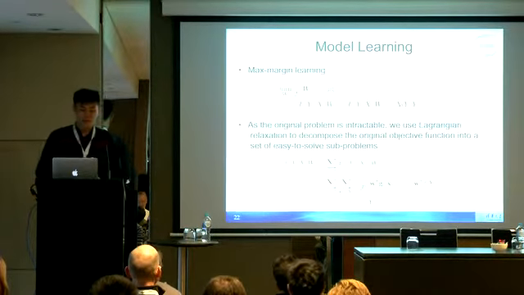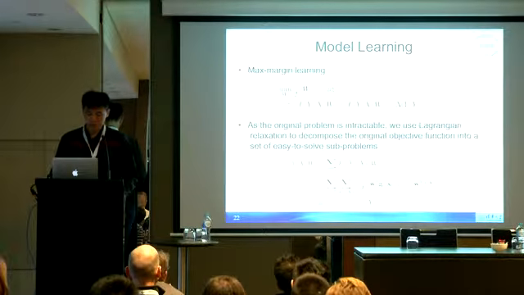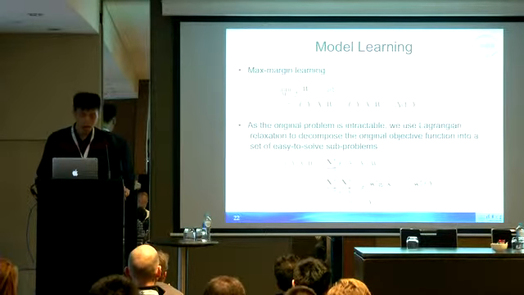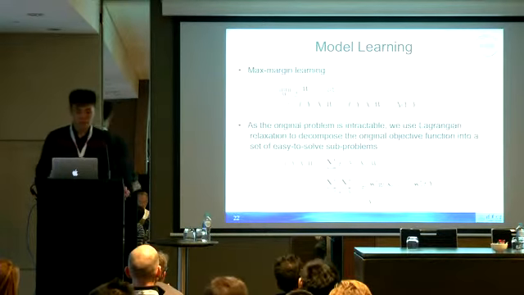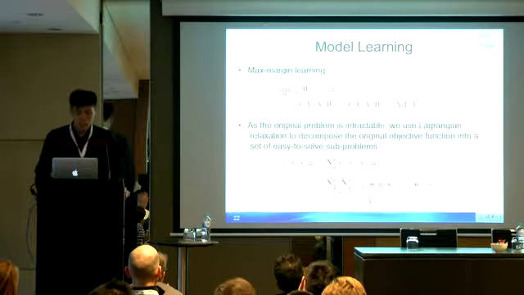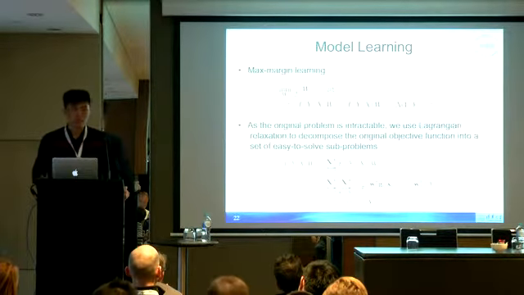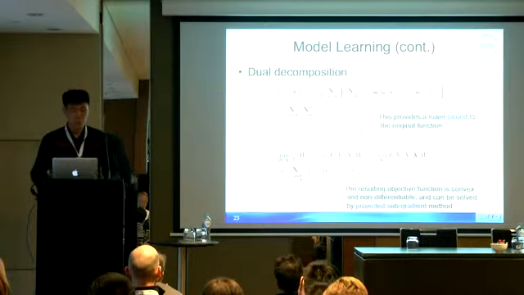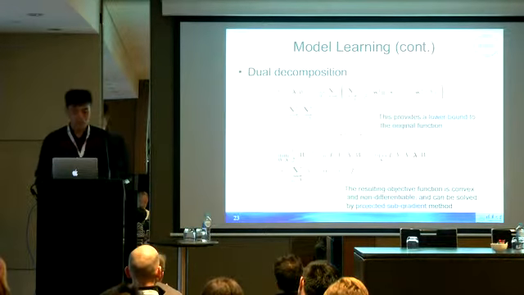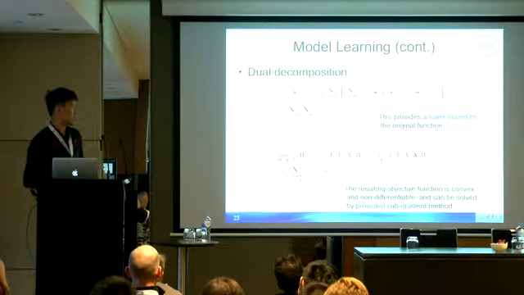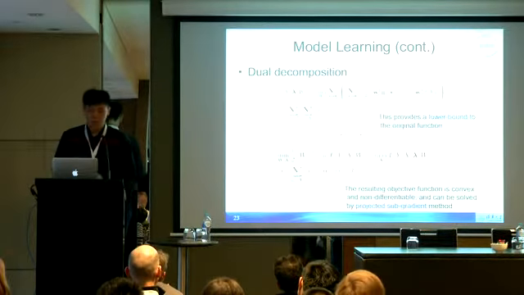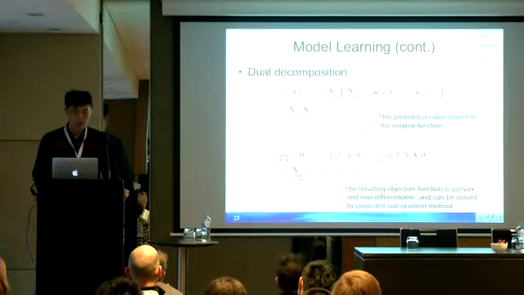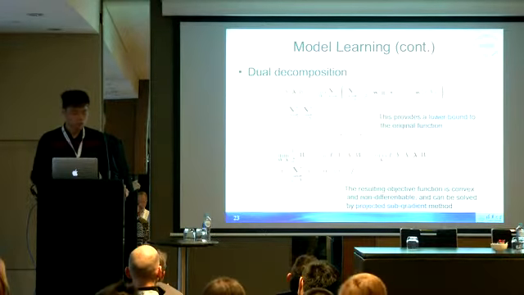Since our objective function involves a lot of high-order energy functions, it is intractable. So we leverage Lagrangian relaxation to decompose the original problem into a set of easy-to-solve problems. With this dual decomposition process, the resulting objective function is convex and non-differentiable, so it can be solved by the standard projected gradient descent method. I won't go into detail of the learning algorithms, but you can refer to our paper.